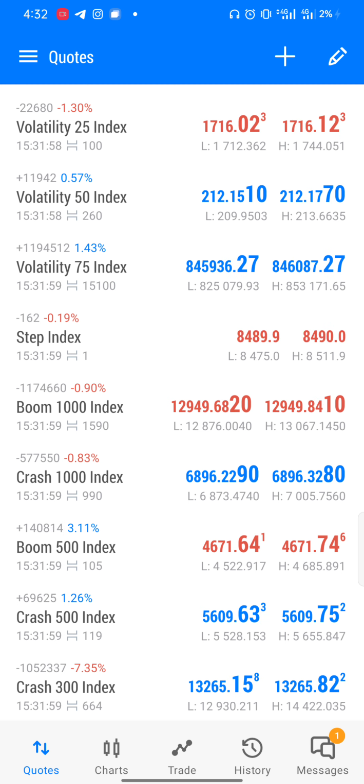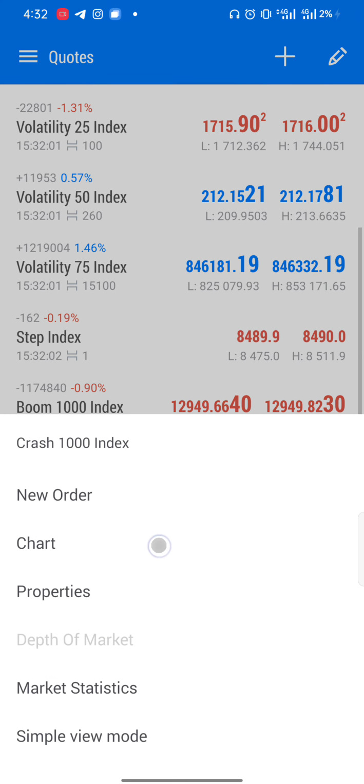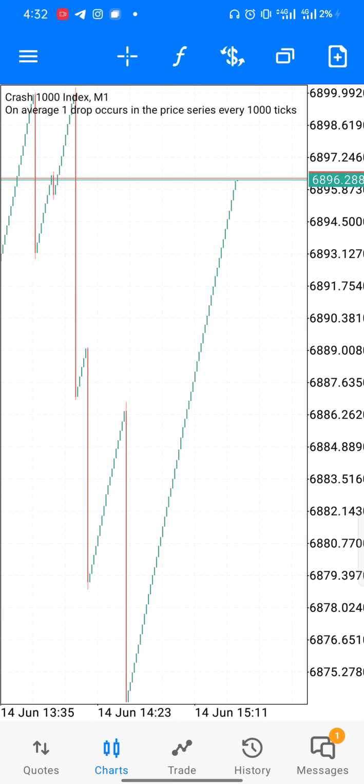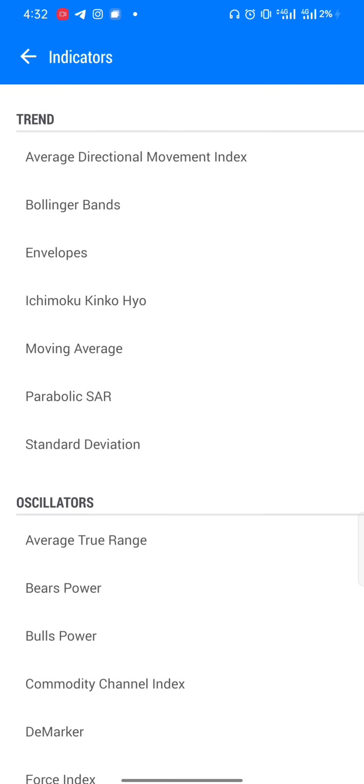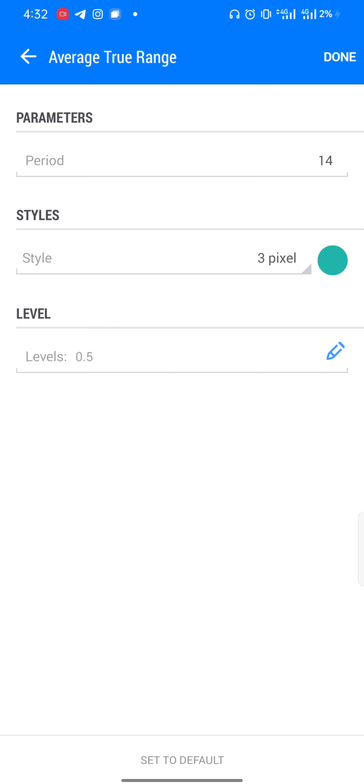So let's click on Crash 1000 Index. Good, because Crash 1000 is giving us a good buy right now. Once I insert the indicators for this strategy, you're going to see a point or a zone where you're supposed to use this strategy and how to use it to make money. We just need a moving average for this strategy. First indicator: let's take the Average True Range.